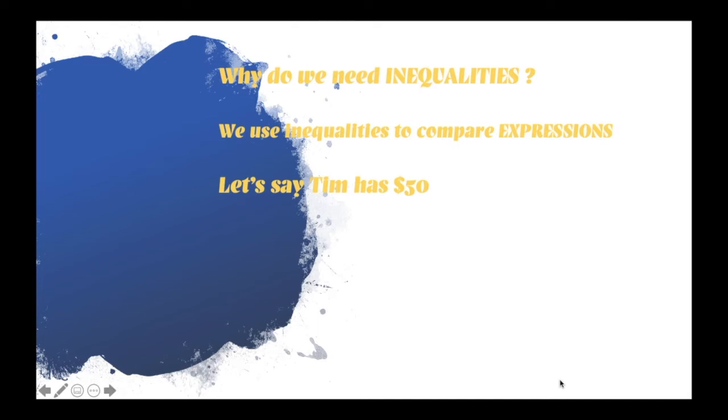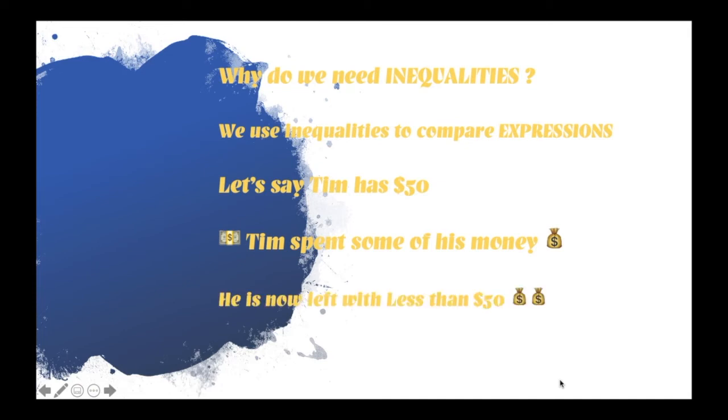What if, for example, someone, and let's call this someone Tim, has $50 in his pocket. And then Tim goes to the store and spends an unknown amount of money. So how much money is he left with? Well, we don't know exactly, but we do know he has less than $50 in his pocket. So we can write an inequality to show this. We can say that Tim has an unknown amount of money X in his pocket, which is less than $50.